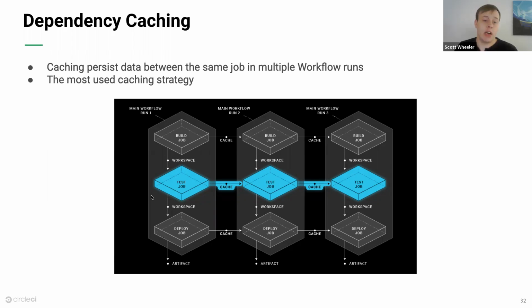Dependency caching will persist data between the same job and multiple workflow runs. It's the most used caching strategy. This is useful in instances where, if you're using Node.js, you would cache any dependencies that you commonly use. That way it can be restored rather than downloaded each time you run your job.